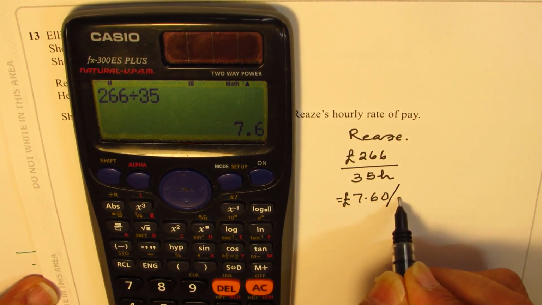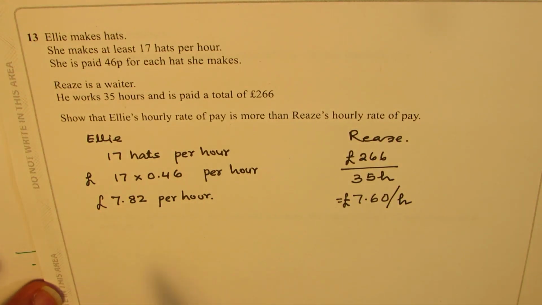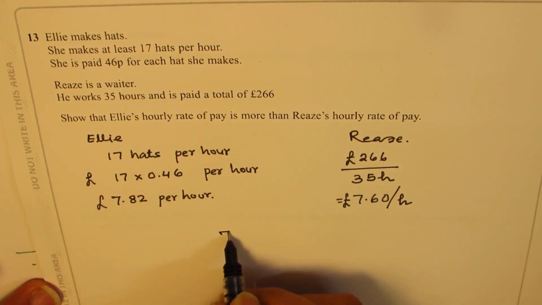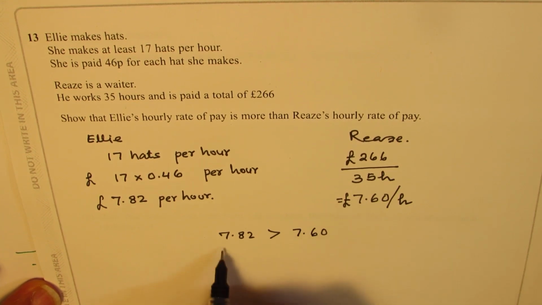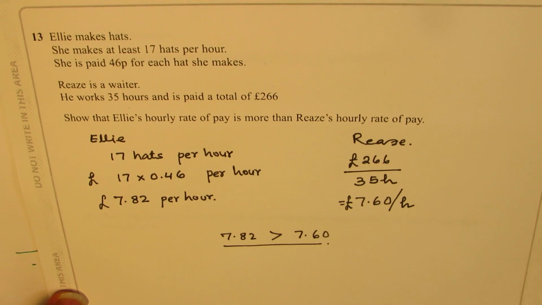So many pounds per hour, right? That becomes the rate. Now, show that Ellie's hourly rate is higher. So since 7.82 is higher than 7.60, correct? So that is how we could show. Clear? Let's take the next question, which is question number 14.